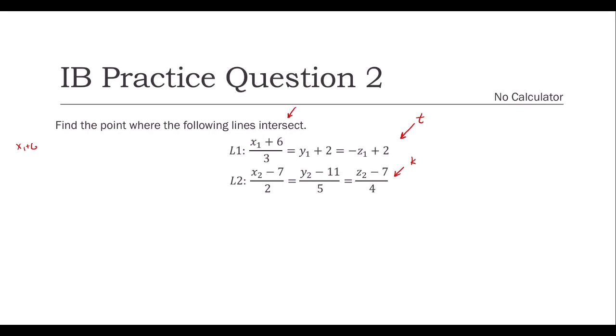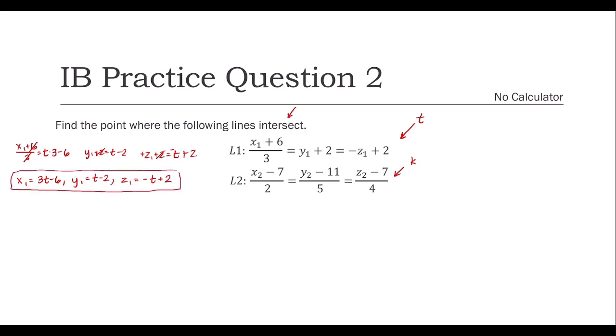So (x1 plus 6) over 3 equals t. We'll multiply by 3 and subtract 6. So x1 equals 3t minus 6. We have y1 plus 2 equals t, so we'll subtract 2 from each side to get that y1 equals t minus 2. And then we have negative z1 plus 2 equals t. We'll subtract 2 and then multiply by a negative, so flip all the signs. So z1 equals negative t plus 2. So here are your parametric equations for line 1.